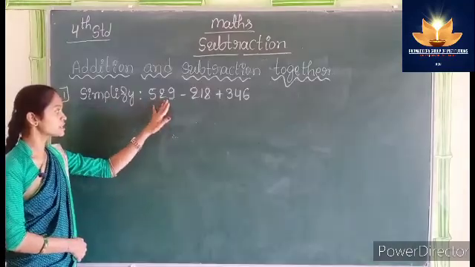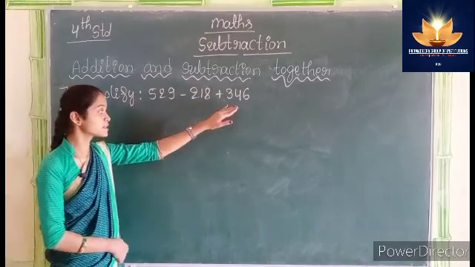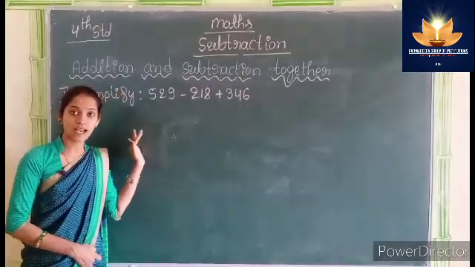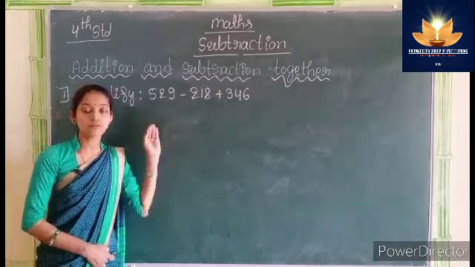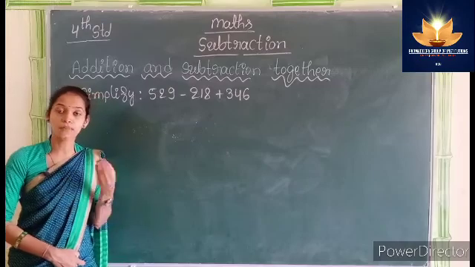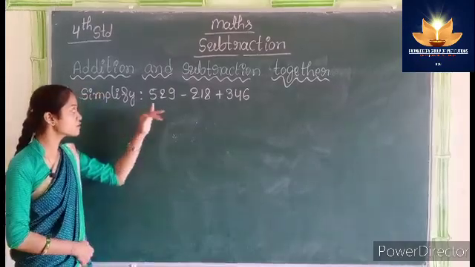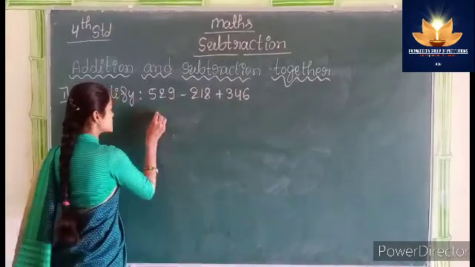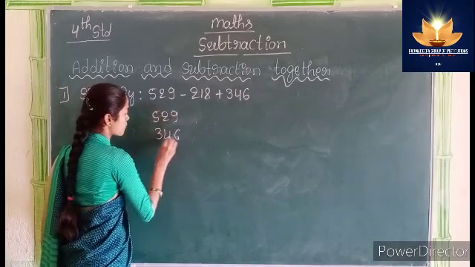Simplify 529 minus 218 plus 346. Students, here we can see addition and subtraction in single problem. Right. In these problems, first we have to perform addition, then subtraction. First we have to add 529 and 346.